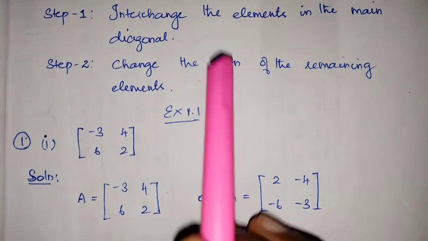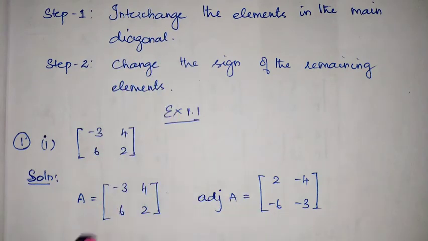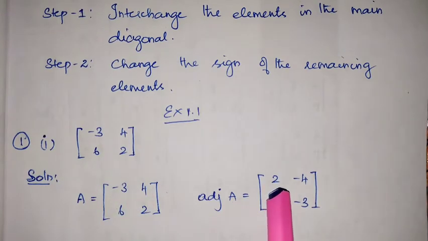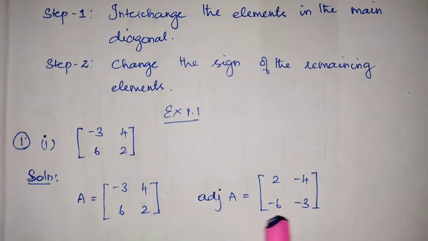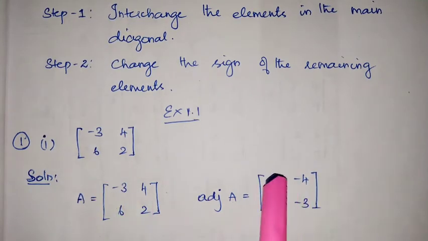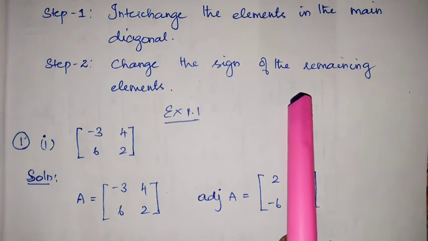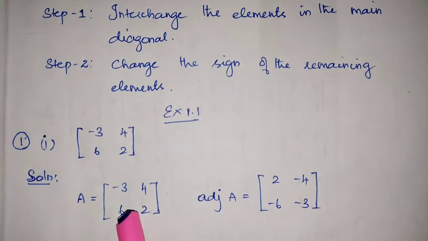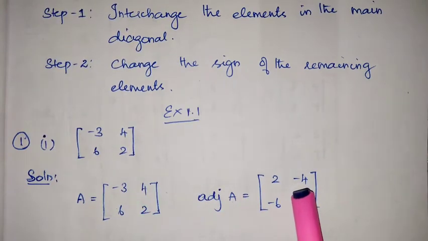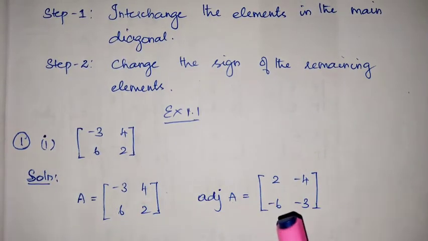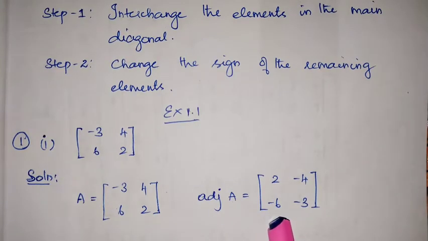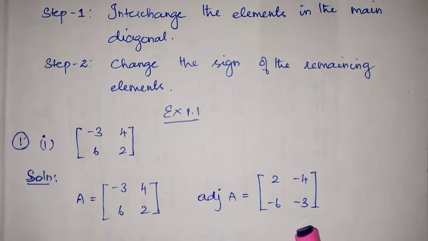Now, you have to interchange the elements in the main diagonal. The elements in the main diagonal are -3 and 2. Both are interchanged: in the place of -3, 2 is substituted, and in the place of 2, you substitute -3. Then what is the second step? You have to change the sign of the remaining elements, 4 and 6. 4 is plus 4, so I have written -4. 6 is plus 6, I have written -6. Suppose if it is -6, I would write plus 6. So this is very simple to find the adjoint of a 2x2 matrix.